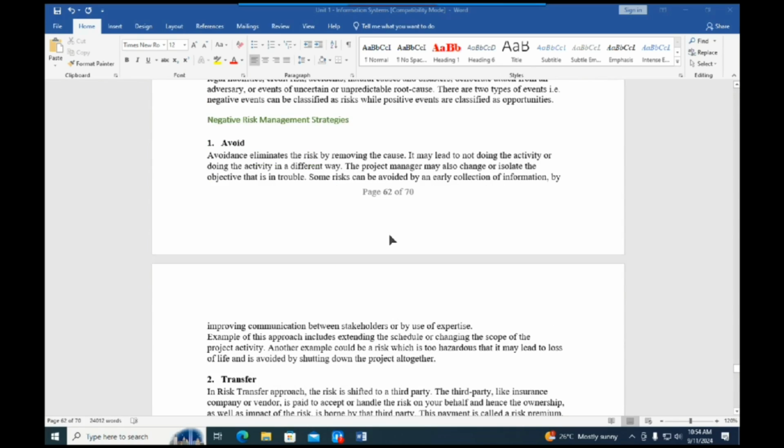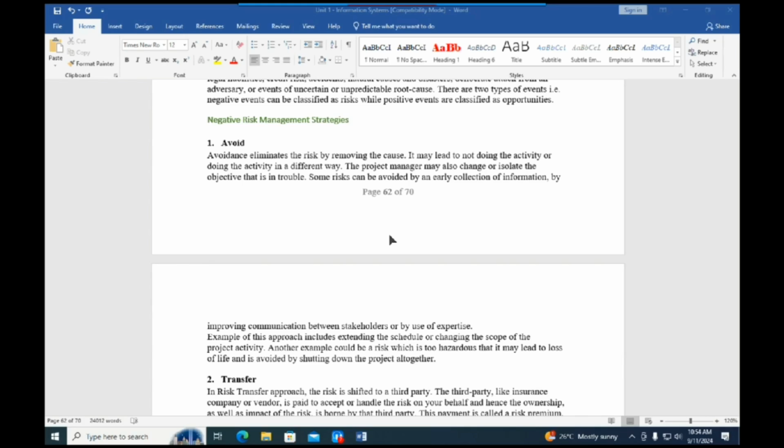So let's look at the negative risk management strategies. The first one is avoid. When we avoid, we are eliminating the risk by removing the cause totally. So it might lead to doing the activity, or not doing the activity, in a different way.